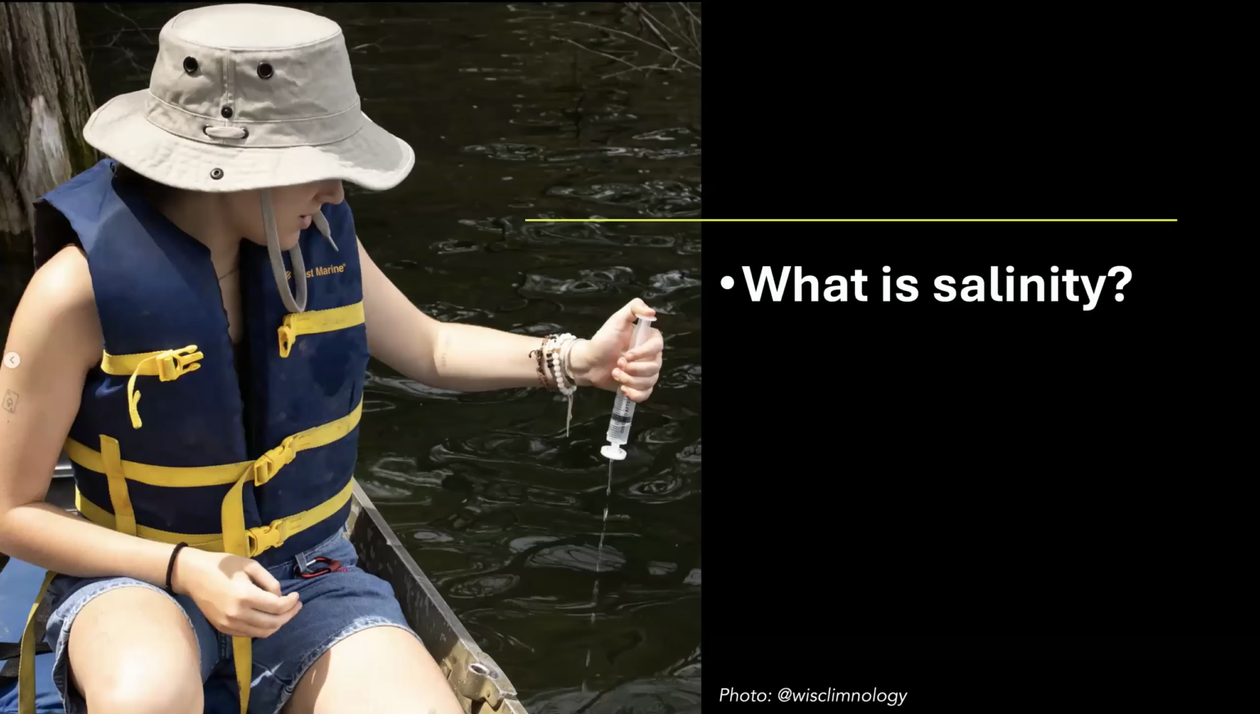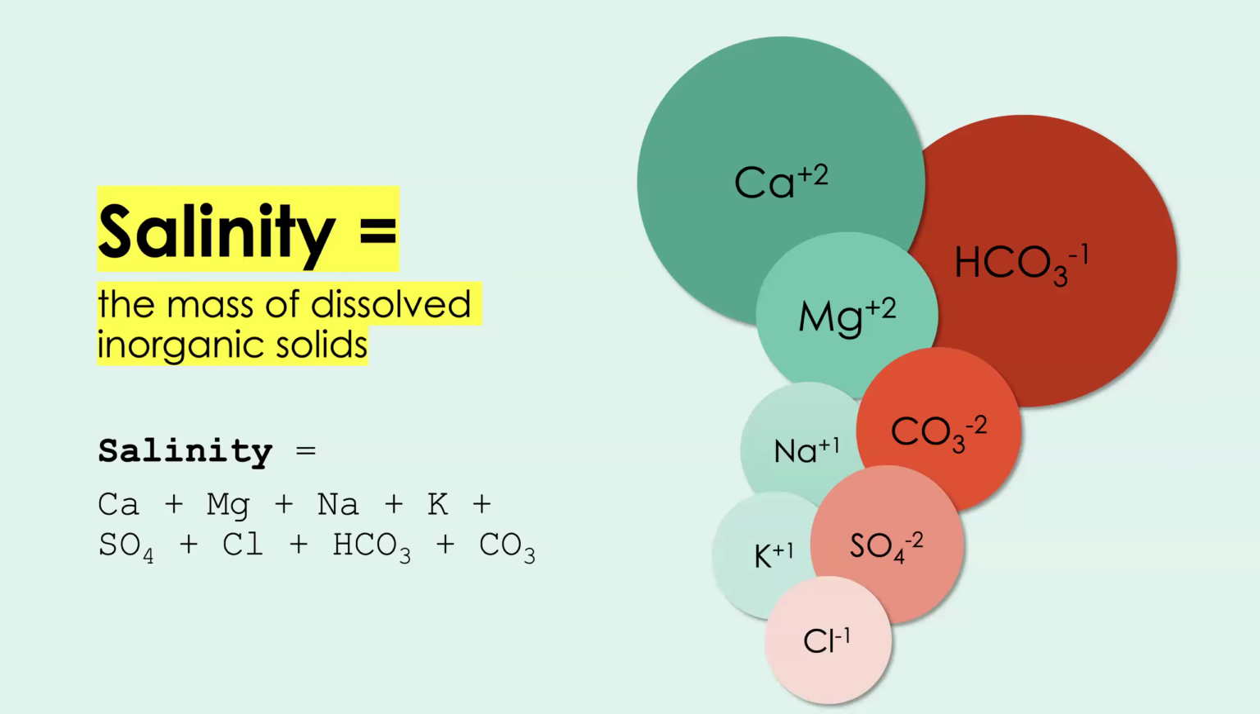Okay, so if you guys could take anything home from this talk, it's what is salinity? When we say the word salinity, what do we actually mean? Salinity is basically the mass of what we call inorganic solids or inorganic ions that are dissolved in water. And it's mostly the ones that I'm showing on the screen. So calcium, magnesium, sodium, potassium. Bicarbonate is HCO3, carbonate is CO3, sulfate is SO4, and chloride is the Cl there.